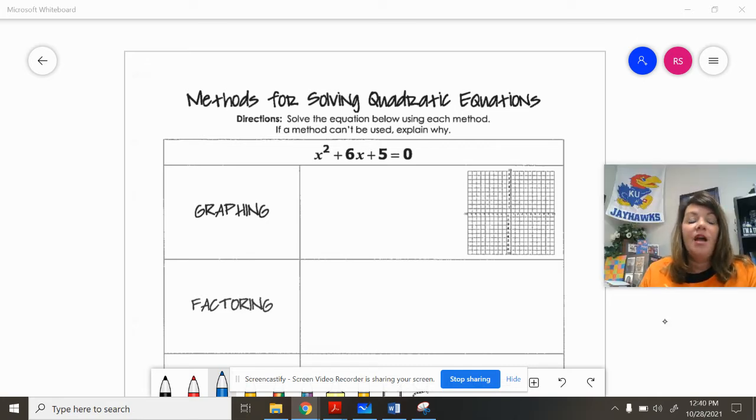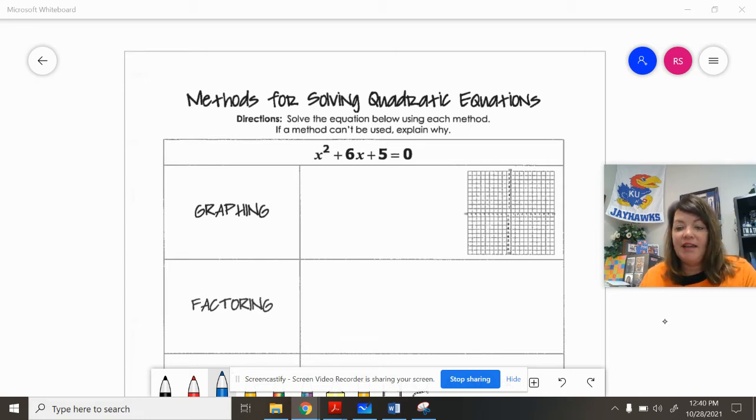So, all right, if the substitute hasn't passed this around to you yet, make sure you just wait and get yours from the sub. So this says methods for solving quadratic equations. Directions. Solve the equation below using each method. If a method can't be used, explain why. So this is a quadratic equation. We know that it is. It's a trinomial. And the first way that we're going to solve it is by graphing.